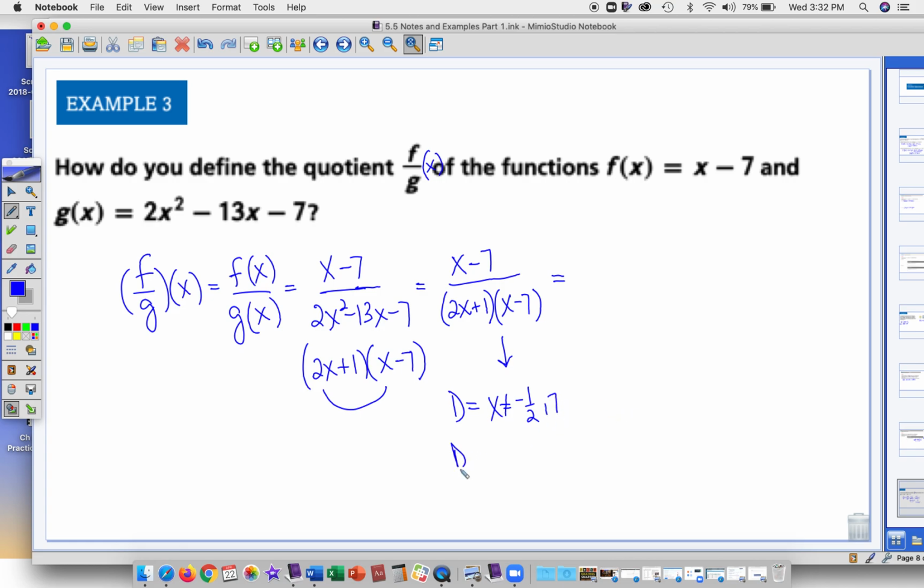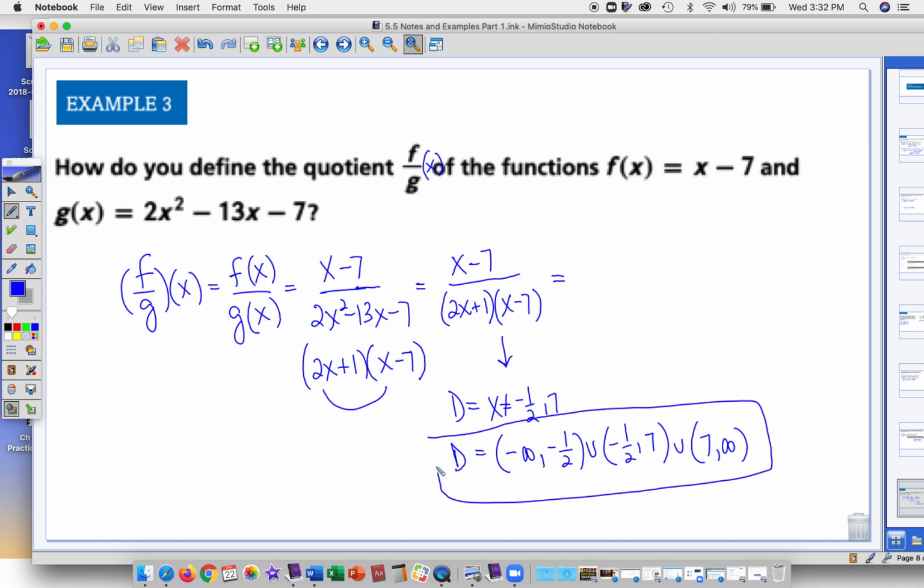So using our interval notation, we would go from negative infinity to negative 1/2, and then unioned with negative 1/2 to 7, and then unioned with 7 to infinity. Okay, once you've done that, so there's one part of the answer, which we weren't asked for in this example, but you'll see it in the try it, you'll see it in your homework. So there's the part if you're asked about domain.